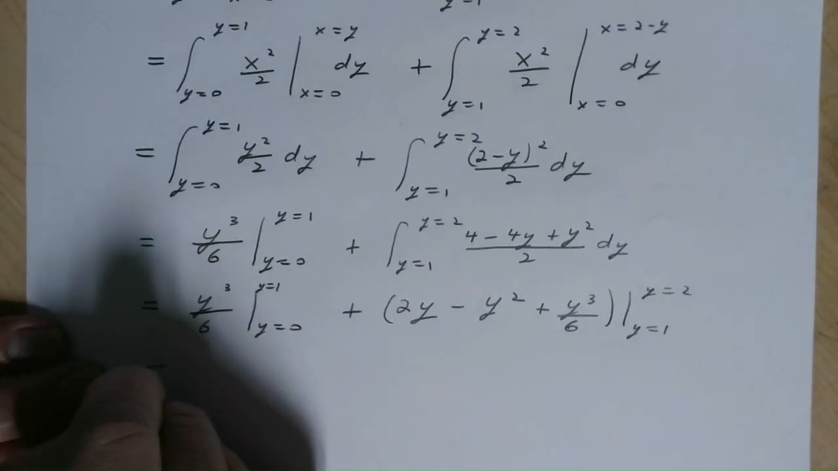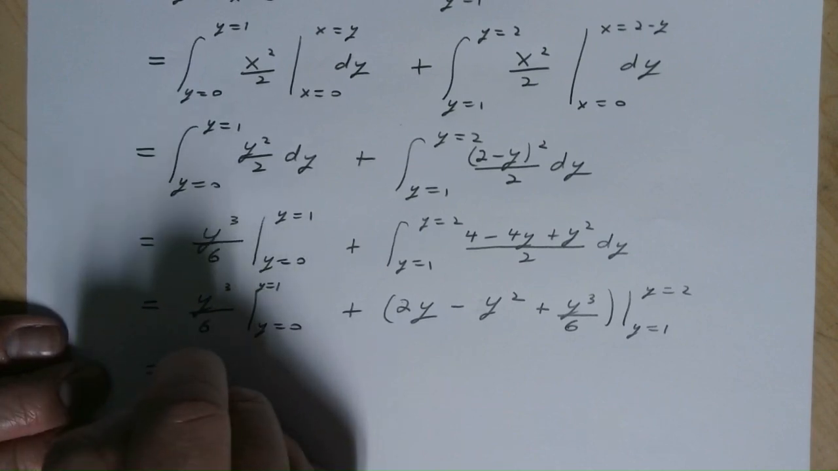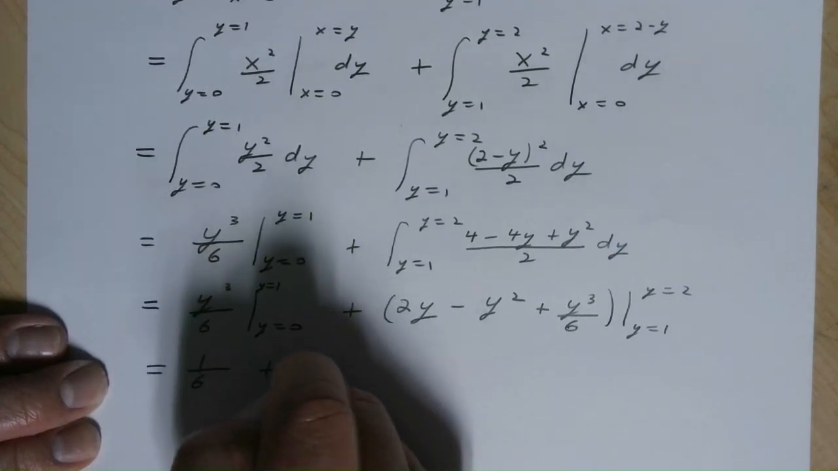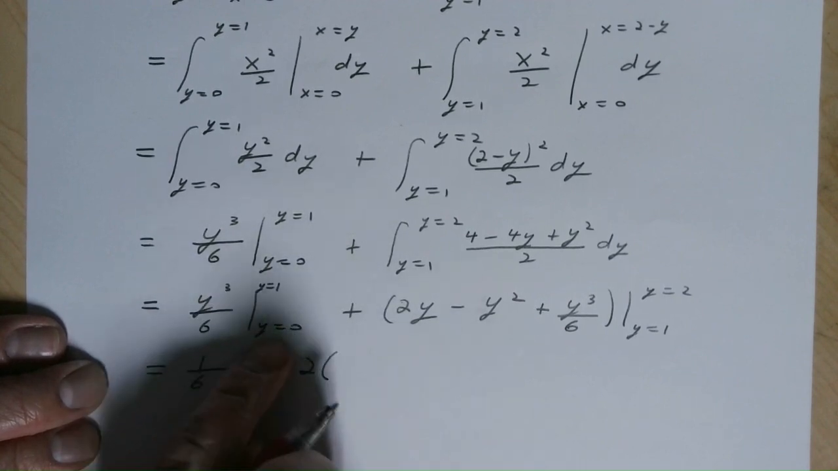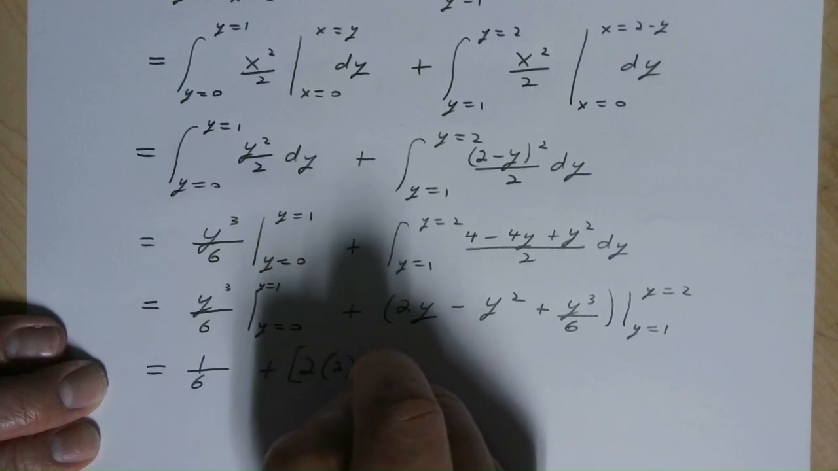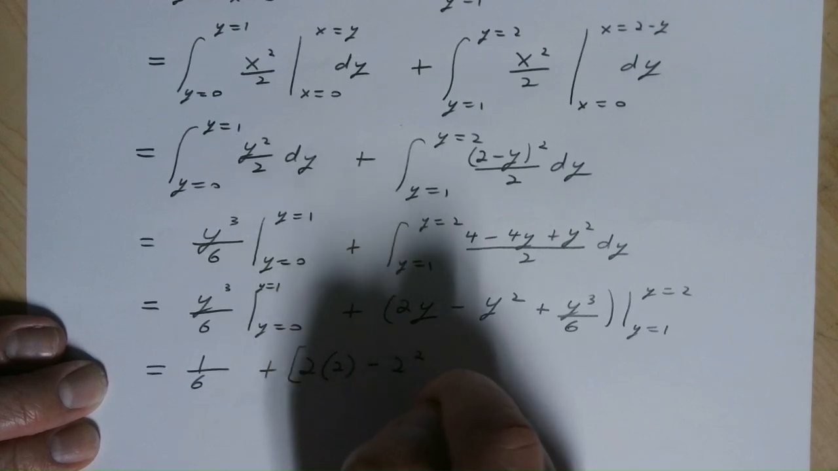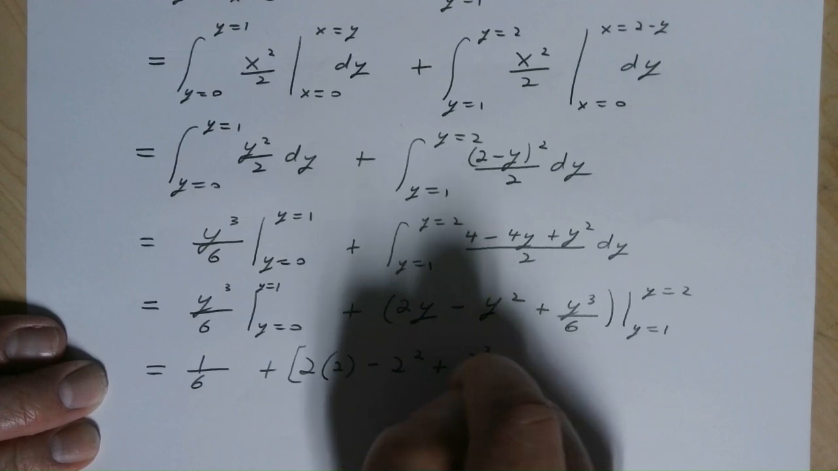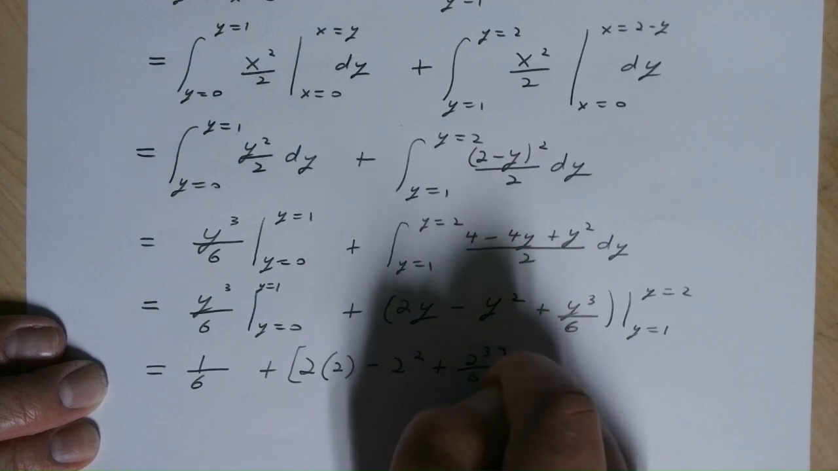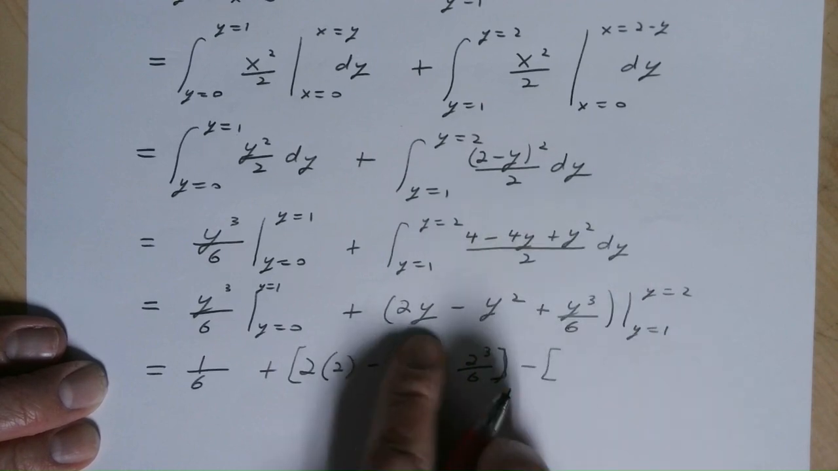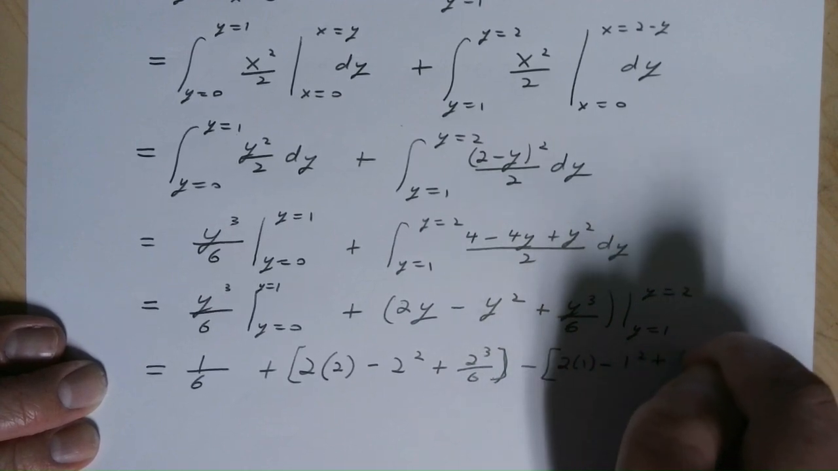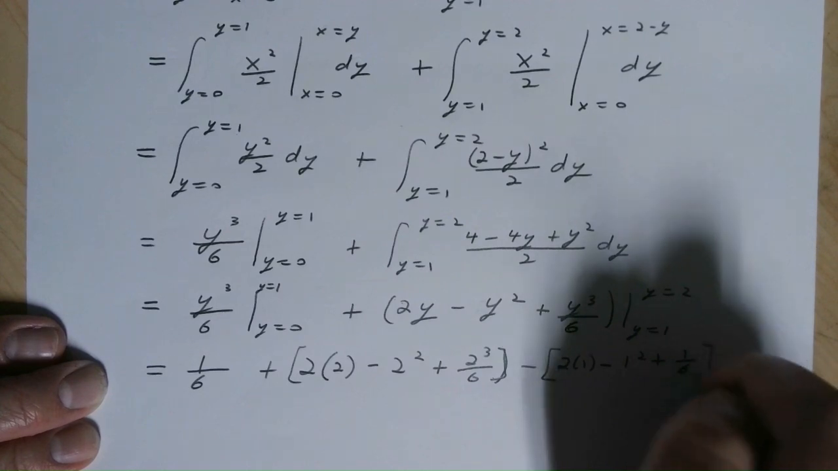And finally over here, when we put the 1 in here, that's going to be 1 cubed, which is going to be 1 over 6, plus, and then the lower bound 0 over here, we're going to have 2 times 2 minus 2 squared plus 2 cubed over 6, minus the lower bound, which is going to be 2 times 1 minus 1 squared plus 1/6, like this.